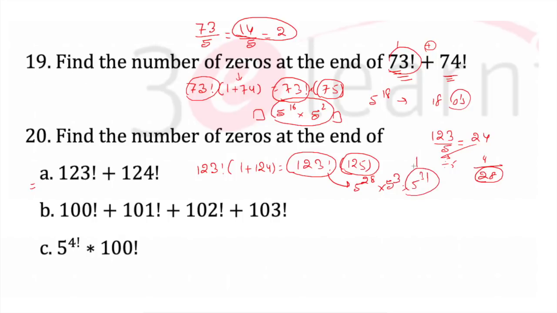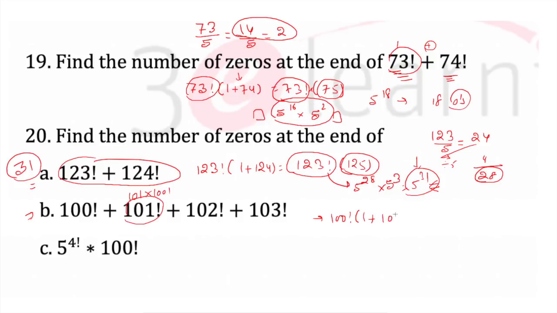So we have 31 5's in this mathematical application, and we have a lot of 2's. So the number of zeros is nothing but 31, which is the power of 5. Do the same: take the 100 factorial out. We are left with 1 plus 100 factorial.